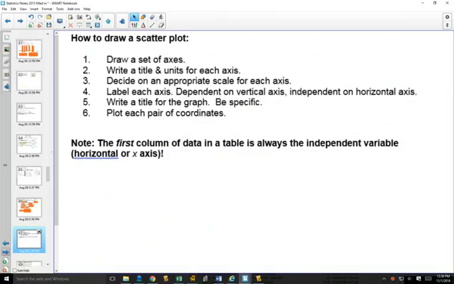So for drawing a scatter plot by hand, you're going to have to set up your graph. You're going to think about making sure you've labeled things clearly: a title, label your axes, label your variables, decide on an appropriate scale for your axes, and then plot all of the coordinates. If you have data that's in a column or in a row, it's always your independent variable that's listed first on your x-axis.